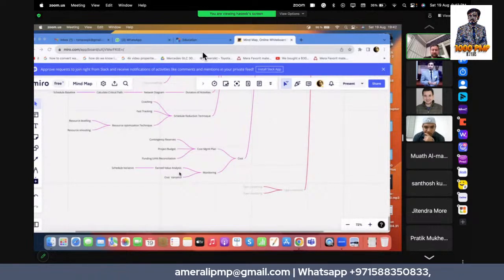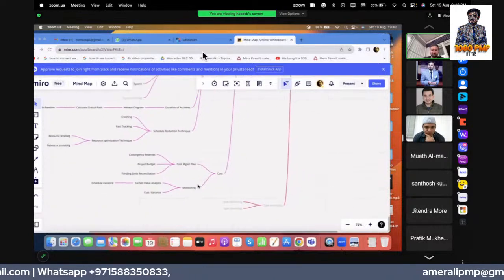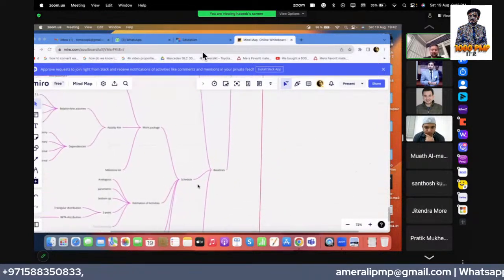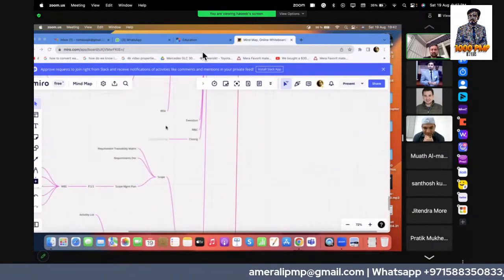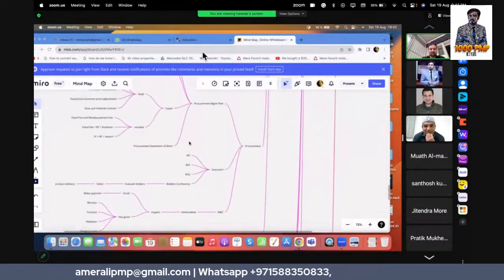For monitoring, we use earned value analysis, then there is a concept of schedule variance, and then the cost variance as well. We came up till this point. We couldn't actually include the risk. We just put a topic here as risk. So this is kind of our apprehension.